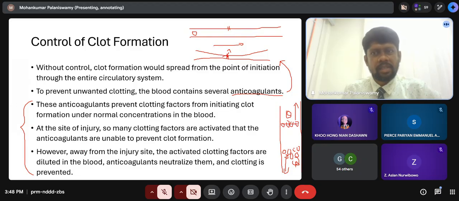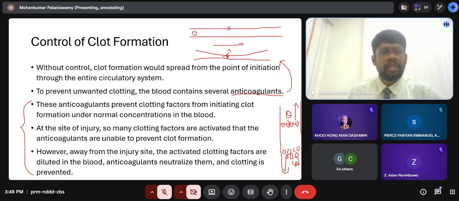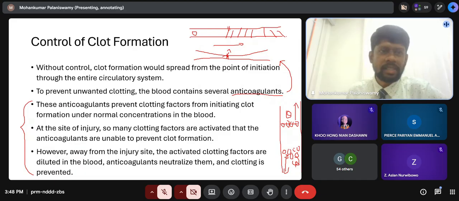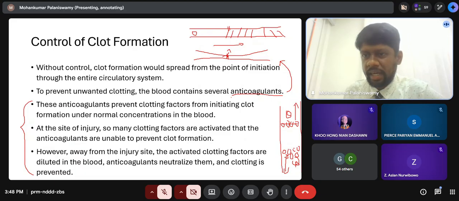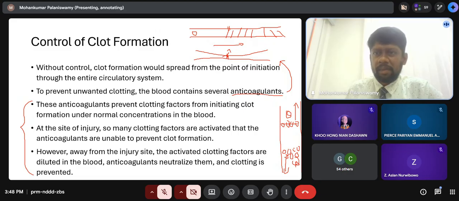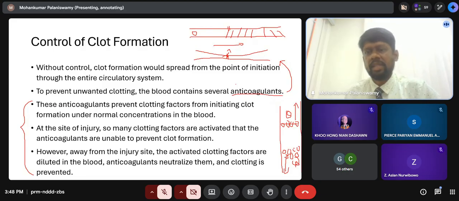So again, repeating from the beginning, without the control, the clot formation would spread from the point of initiation to the entire circulatory system. Yes, if the clot is not controlled or contained, it will spread throughout the blood vessel, throughout the circulatory system. So in order to prevent that, we need anticoagulants. This anticoagulant is already present in our body, but at the time of injury, the coagulation factors, the coagulation enzymes, try to work hard, they try to dominate. So these anticoagulants will not be able to withstand them. Hence there is a clot over here.